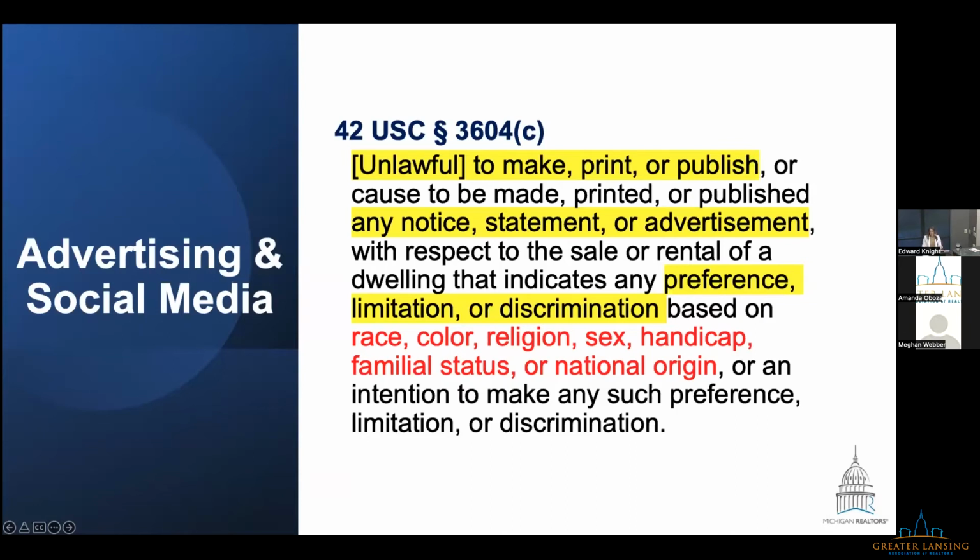In a nutshell, the law says that you cannot make or publish an advertisement for housing that discriminates based on a protected class. And what we have to remember here, front and center, is that the law applies to social media advertising just as it applies to traditional in-print advertising. There tends to be this misconception out there that the laws are a little bit more lax with social media because social media is just so casual. But that's not true at all.